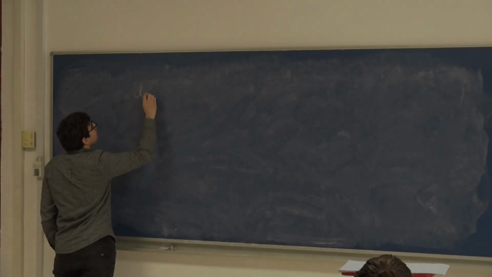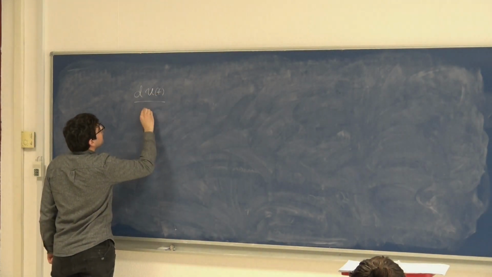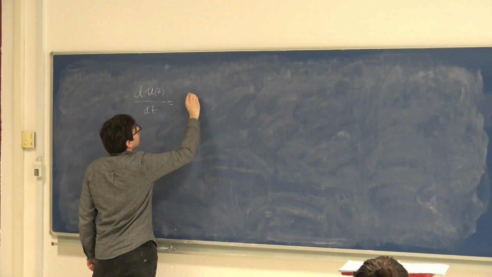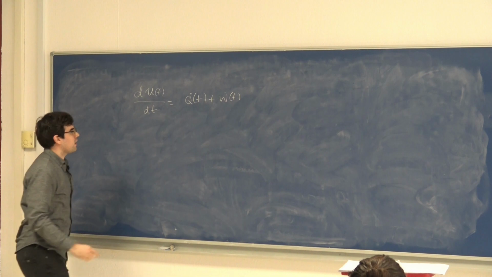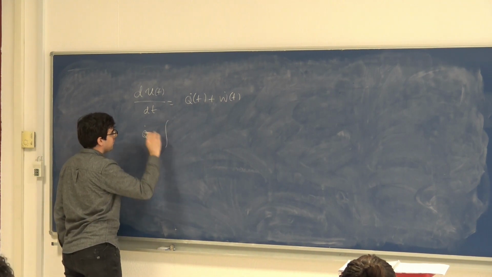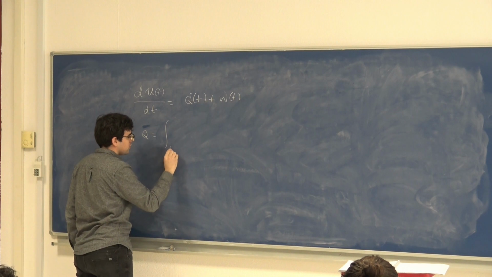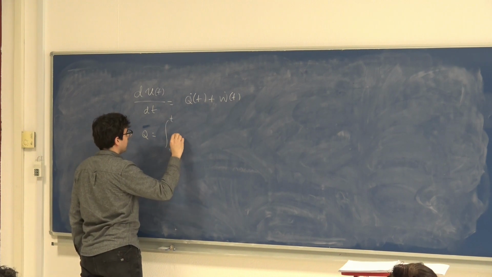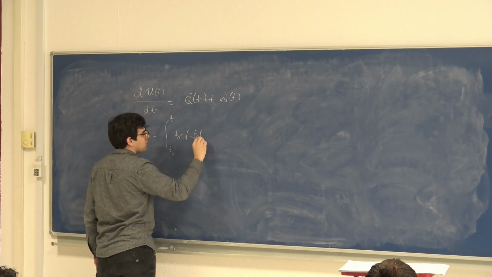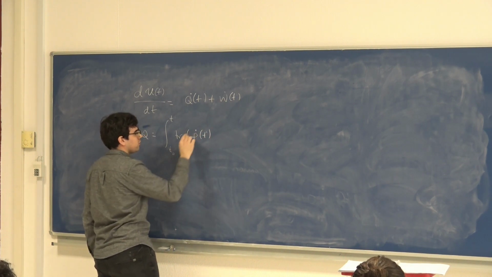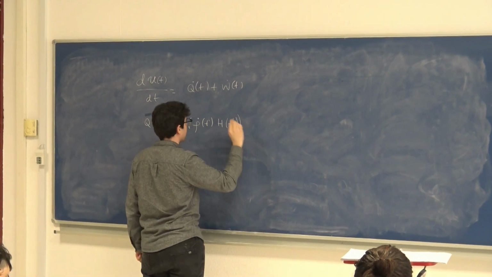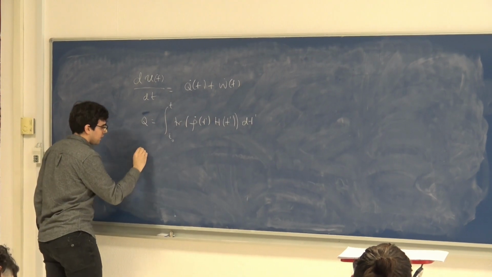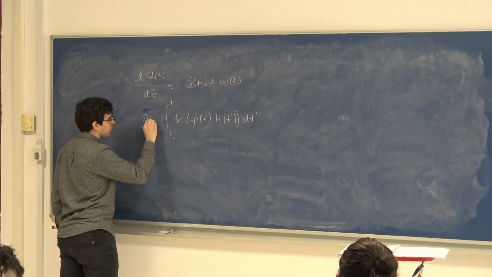Last day, we derived the shape for the first law in quantum thermodynamics, where this Q is simply the integral of the trace of the derivative of our state times the Hamiltonian, and this W is the definition.